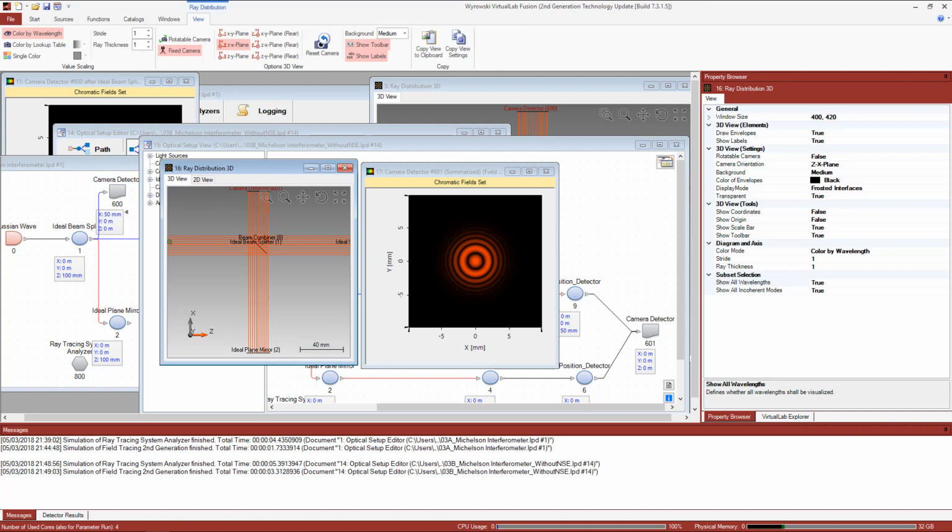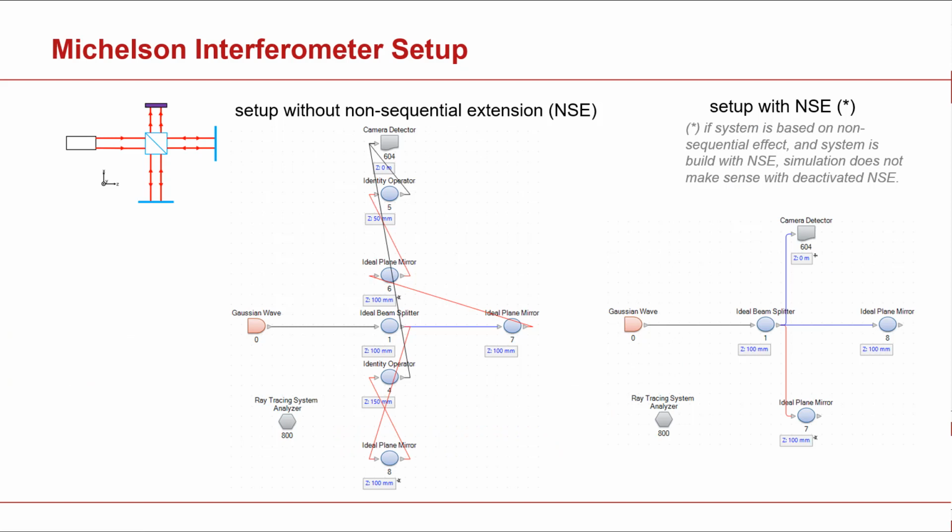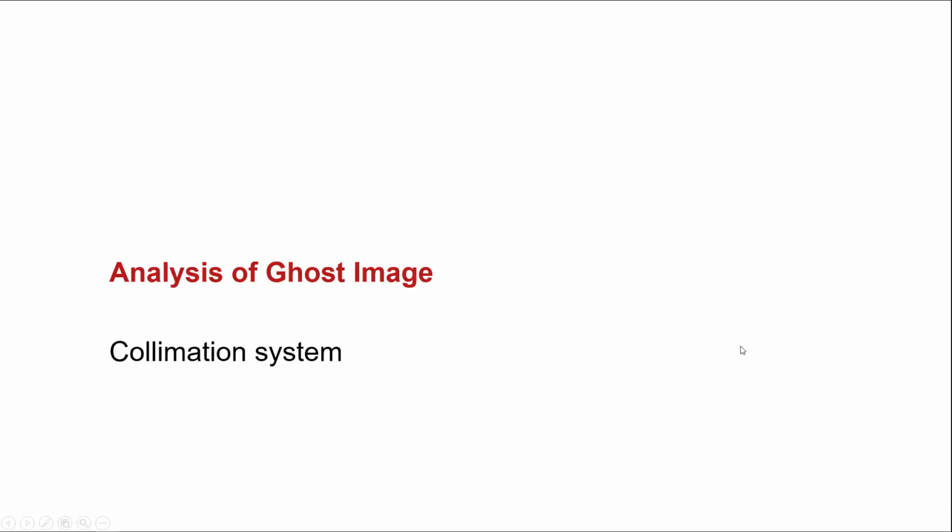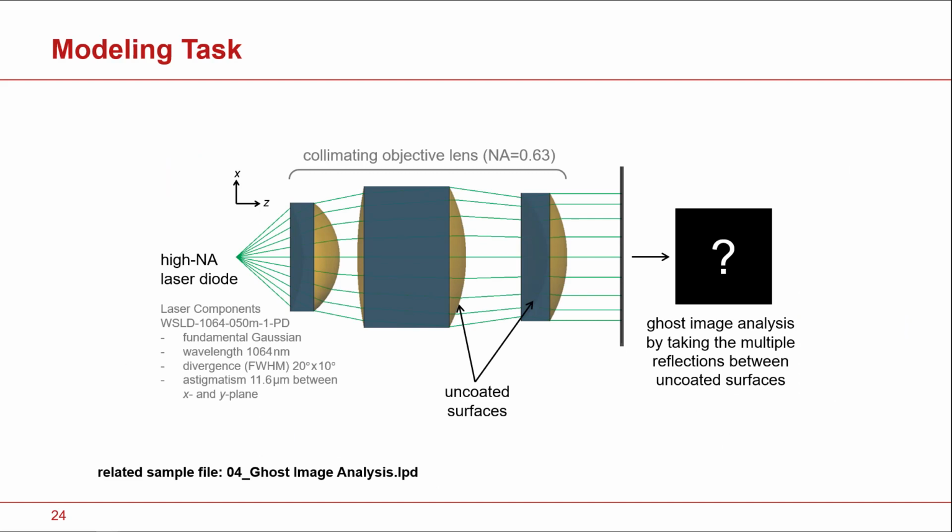We also get the same result in seconds. So for interferometer modeling, both sequential and non-sequential can be used, but the non-sequential extension makes the optical setup more compact. This is one benefit of the non-sequential extension. Then we come to the last example, ghost image analysis. In fact, we have already seen it during the introduction part.